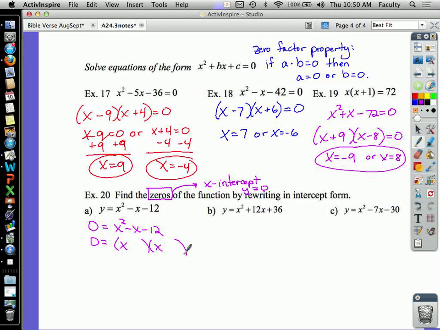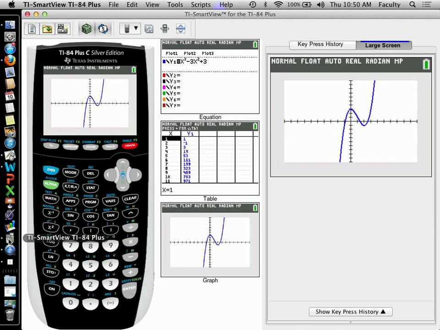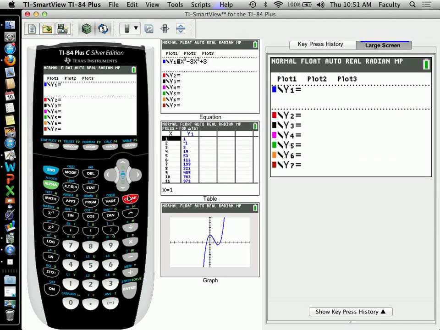So what two numbers, Carmel, multiply to negative 12 but add up to negative 1? Negative 4 and positive 3. Good job. So this is x equals 4 or x equals negative 3. Now what I want you to do is take out your graphing calculators, and let's graph this in our y screen so you can see and make a connection graphically. So go to your y screen, and in y1 we're going to enter x squared minus x minus 12.